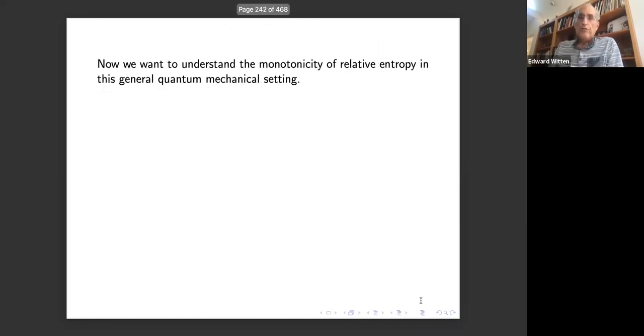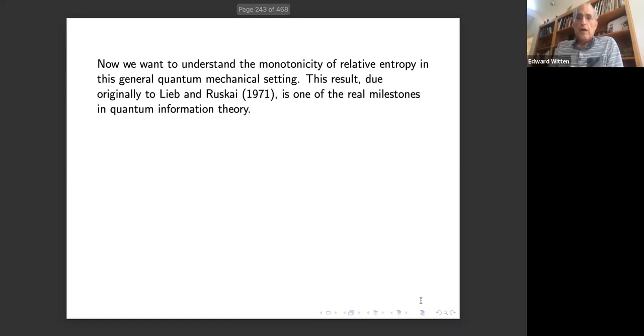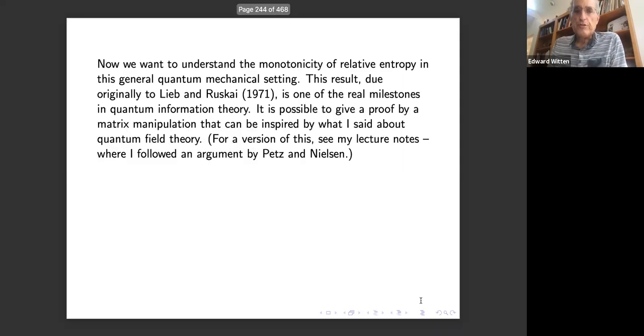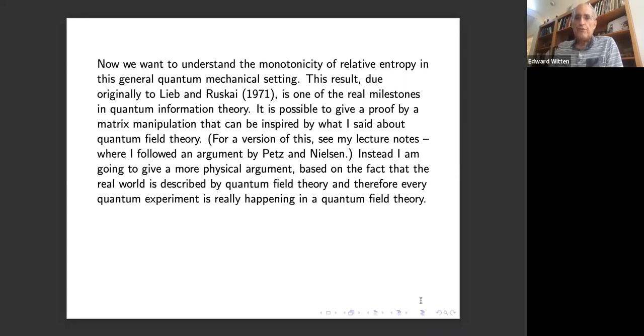Now, one of the most important results in quantum information theory is that relative entropy is monotonic in this general setting of quantum mechanics. And that result is one of the milestones of quantum information theory. And it can be proved by matrix manipulations that can be inspired by what I said about quantum field theory yesterday. There's actually a version of this in my lecture notes, and I've presented the proof that way in a previous lecture. But today I decided to give a more physical argument, where I'm going to use the fact that the real world is described by quantum field theory, and therefore every quantum experiment is really happening in a quantum field theory.